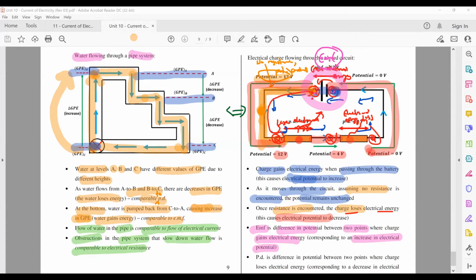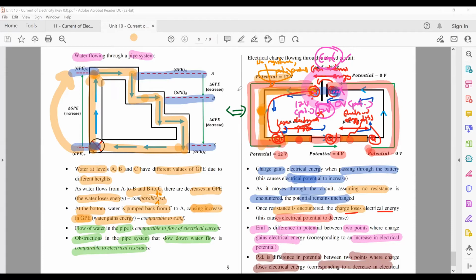Before your charge went through your battery, it was at 0 volts potential. But then after it went through the battery, the potential increases because it gains electrical energy. So your potential could have increased to 12 volts. When you look at the difference between these two potentials, this is 12 volts, right? This is your EMF, okay? The same thing could also be said for PD, all right? PD is the difference in potential between 2 points where charge loses electrical energy, corresponding to a decrease in electrical energy.